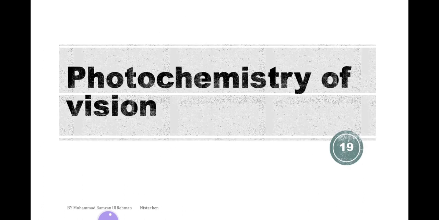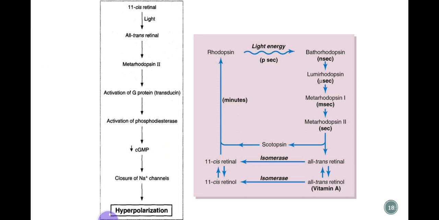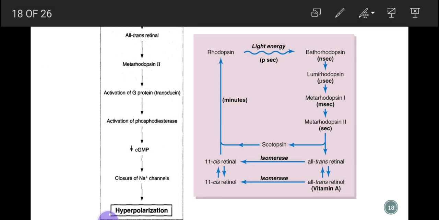Next, we will study the photochemistry of vision, that is the rhodopsin-retinal cycle and the excitation of the rods. The outer segment of the rod that projects into the pigment layer of the retina has a concentration of about 40% of a light-sensitive pigment known as rhodopsin. This substance is a combination of scotopsin and a pigment known as retinal.